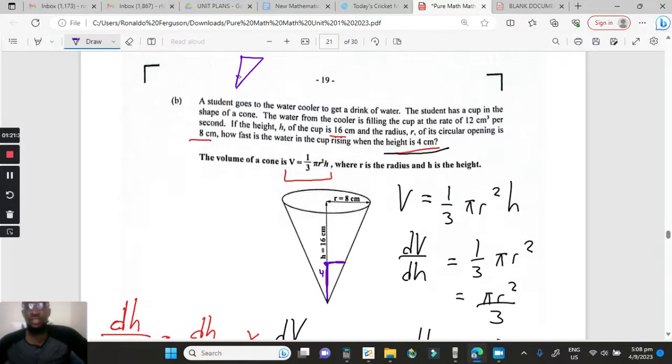There's many approaches to do it, guys. I'm going to use similar triangles. This is 16 and this is 8. Right, so the ratio is always what? A half. That ratio is a half.